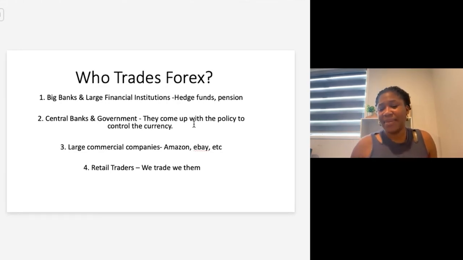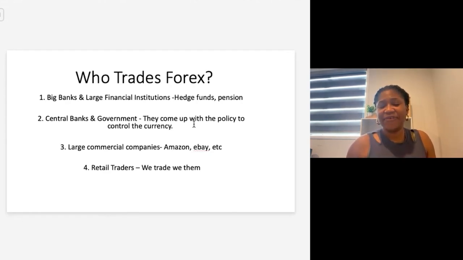Another group that trades the market are the large financial companies like Amazon, eBay, and the rest of them. So when you are in the UK and you want to buy something, for example from eBay, you have to pay your money and they would convert it to their currency. That is Forex. So you're not paying with your country's currency and they are converting it to another country's currency, that is digital Forex trading. Right.